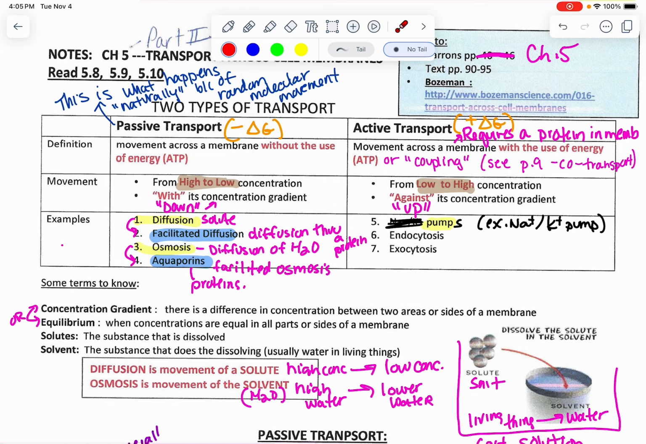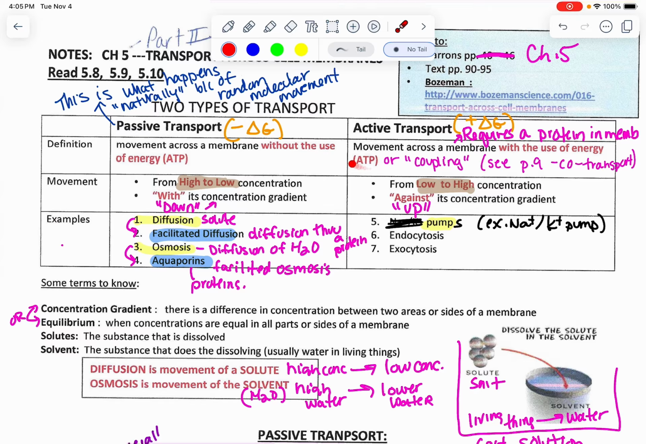Active transport requires the use of energy because it's molecules moving against their gradient. So they're moving from low to high. Think of that like an uphill. So we could also say they're moving against their concentration gradient or up their concentration gradient. This will not happen by itself. So if a cell wants to move something from a low concentrated area to where it's high concentrated, it's going to have to use energy in some capacity.